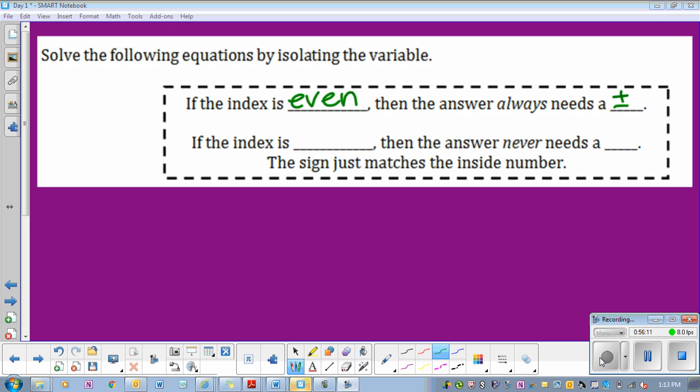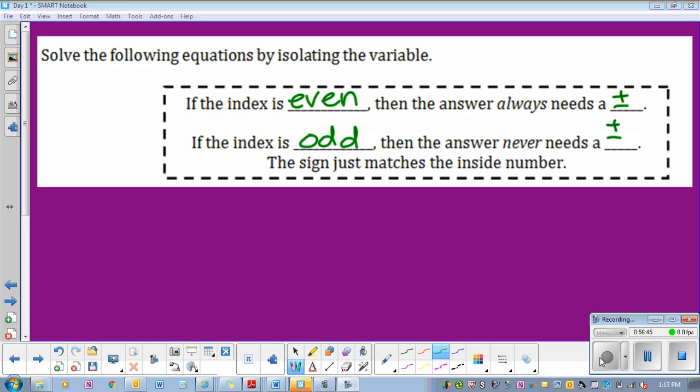But if your index is odd, so cube root, fifth root, seventh root, then the answer never needs a plus or minus. You don't have to do that. The sign just matches whatever your inside number is. If your inside number is positive, then your answer is going to be positive. If your inside number is negative, then you need to bring out the negative. Okay? We've already talked about that in a previous problem.